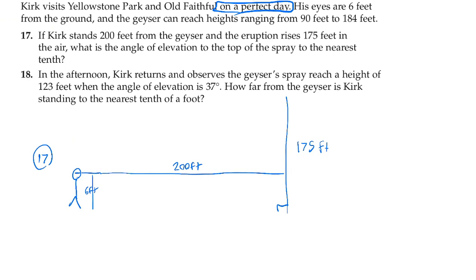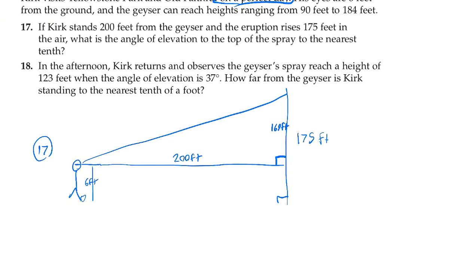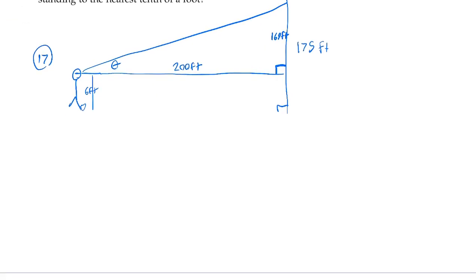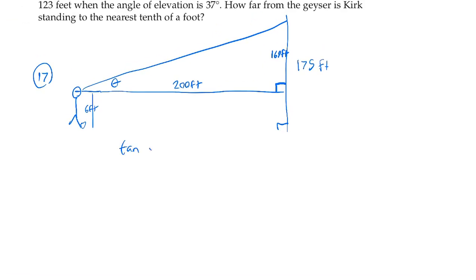What's the angle of elevation to the top of the spray to the nearest tenth? Okay, so I'm assuming they mean from his eyes. Maybe they mean from his toes, but I don't know. That's weird. They told us his eye height and then would ask angle of elevation from his toes. So I think he's looking up at this. He's 200 feet from it. It's 175 feet up. Subtract the 6. And in this right triangle at the top, this is 169 feet above his eye level. So we're looking for this angle.